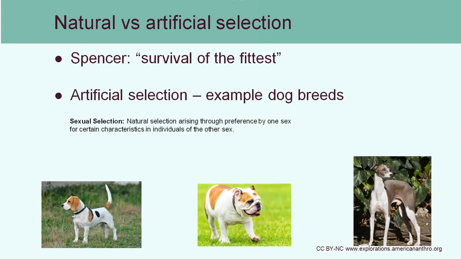So why does he behave differently from her? Why does he look different from her? Because he's trying to attract a mate. And depending on what the female finds desirable, okay, so the colorful plumage or the specific song, that is the trait that's going to be passed on to the next generation.